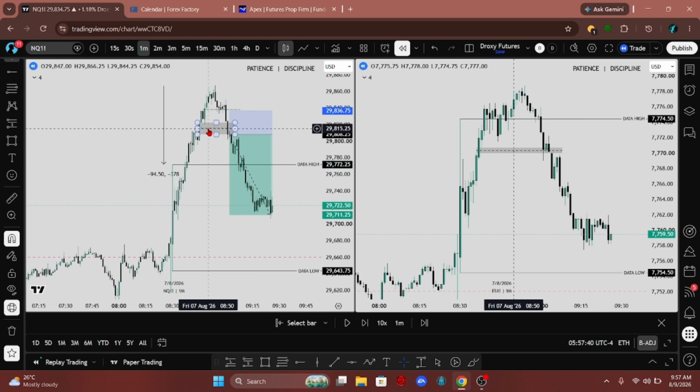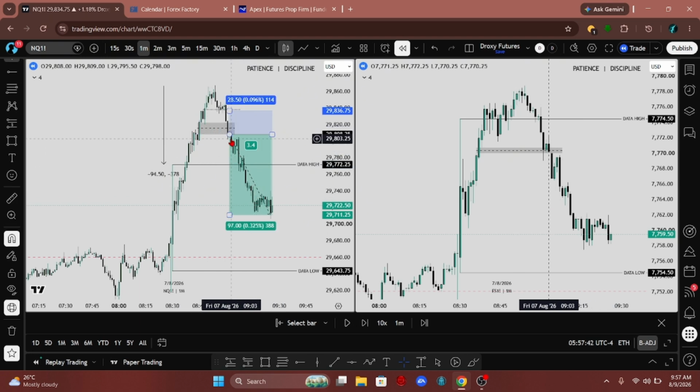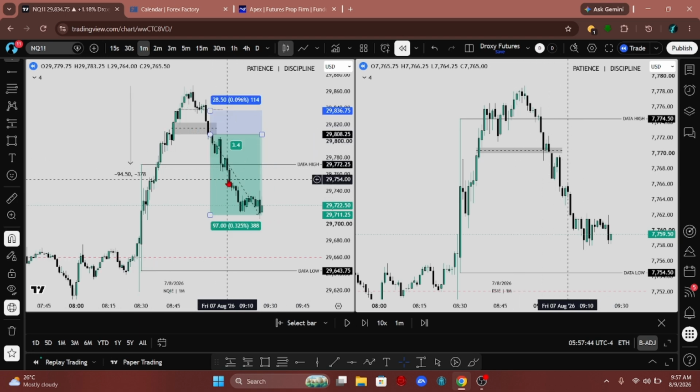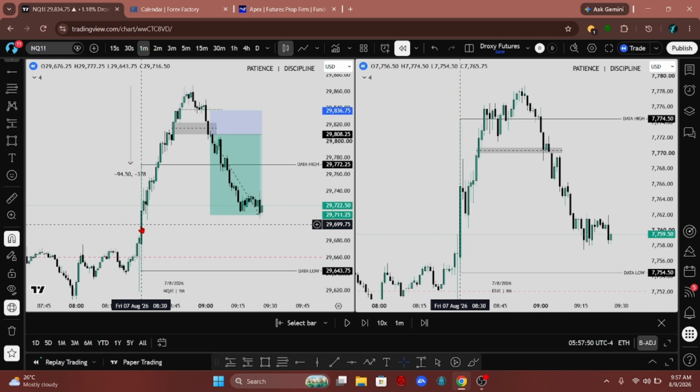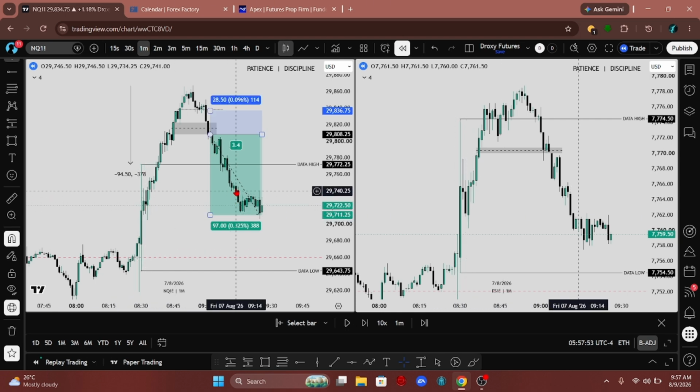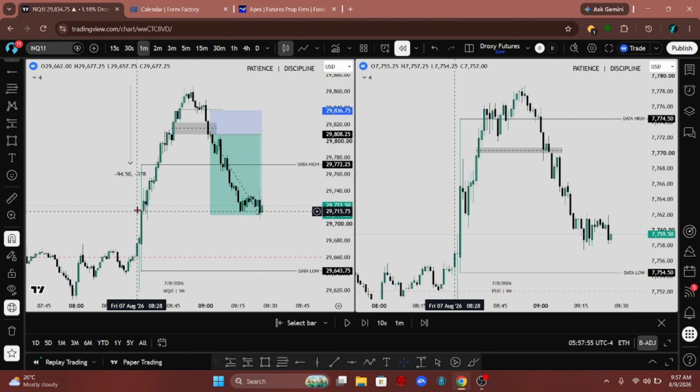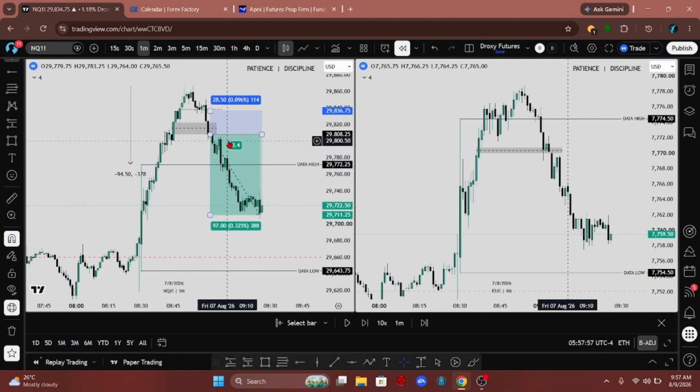So this is the IFVG setup that I took on Friday, and I was able to trade this on my other Apex account, not the one that I passed using the data candle. I have two Apex accounts, and I passed one using this model, and I used this one to trade on my already existing Apex account.